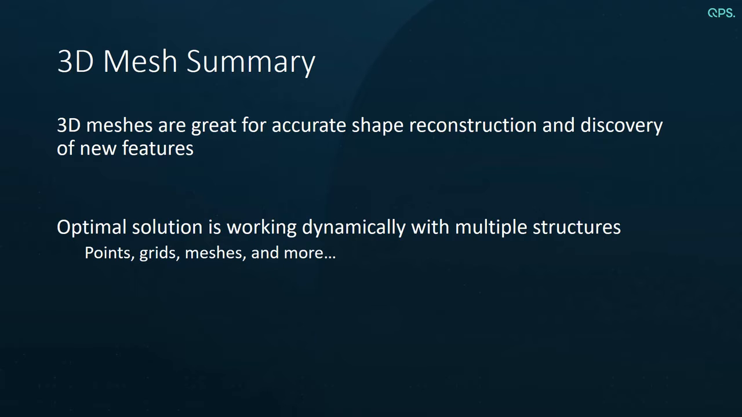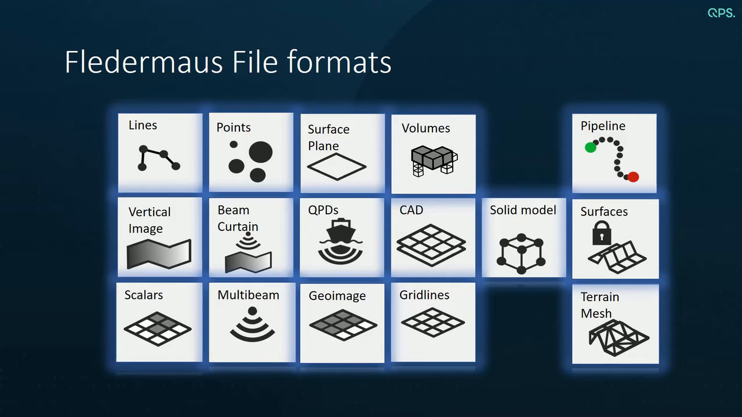To summarize what we've been learning about 3D meshes so far, they're really great for accurate shape reconstruction and discovery of new features. However, they're not a magic bullet. They have some pros and cons, specifically in terms of the hardware resources needed to construct them. So really, the optimal solution we should be looking at is working dynamically with multiple data structures. This depends a lot on your data, what you're doing with it, and it can progress during different stages of your projects.